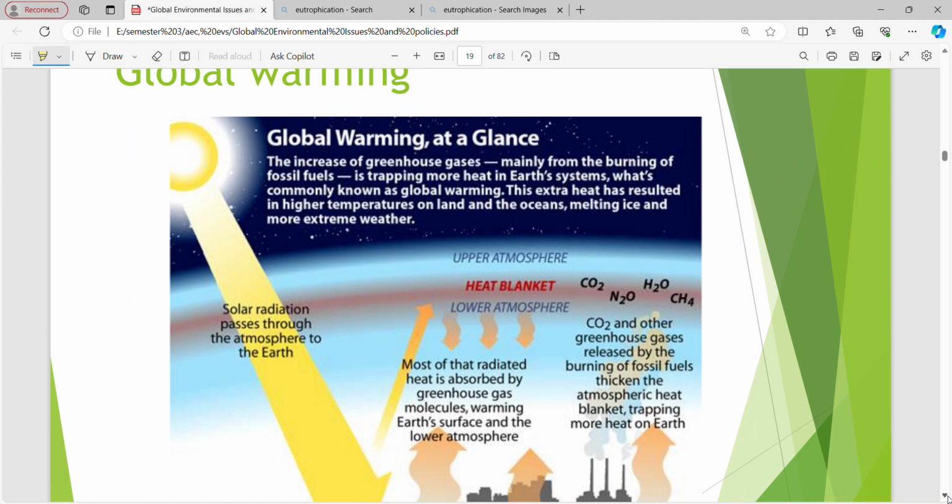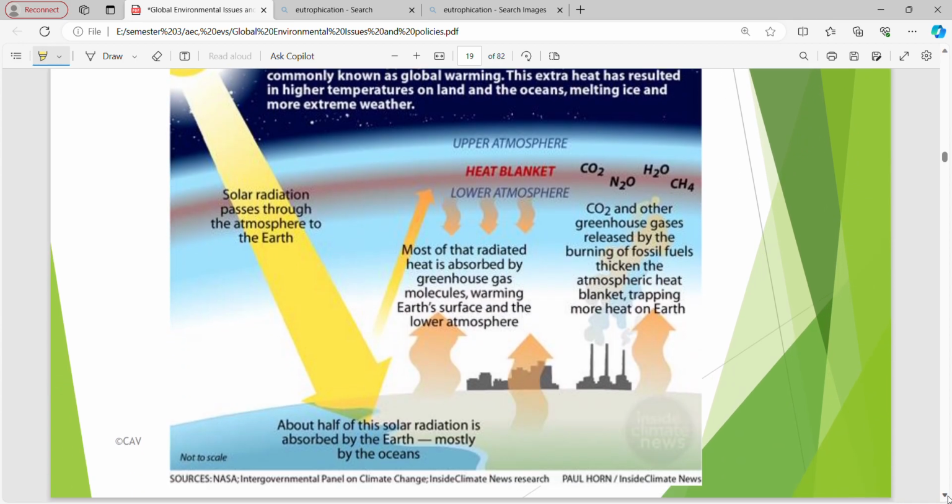So next is global warming. Have a check on this diagram. So what is global warming? Increase of greenhouse gases, mainly from the burning of fossil fuels, trapping more heat in Earth's system. That is what global warming is. This extra heat which is trapped in the Earth has resulted in higher temperatures on land and the oceans, melting ice and more extreme weather. Got it? Have a check on this diagram. It is very important. If I go on detailing, the video will be more lengthy.